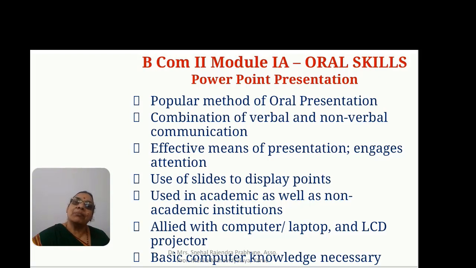Now, where is PowerPoint presentation used? It has wide applications. It is used in academic as well as non-academic situations. In academic situations, it is a very significant, a very effective tool of communication, of teaching. And you see that I am using the same tool now. I am making use of a PowerPoint presentation to explain my topic of today.